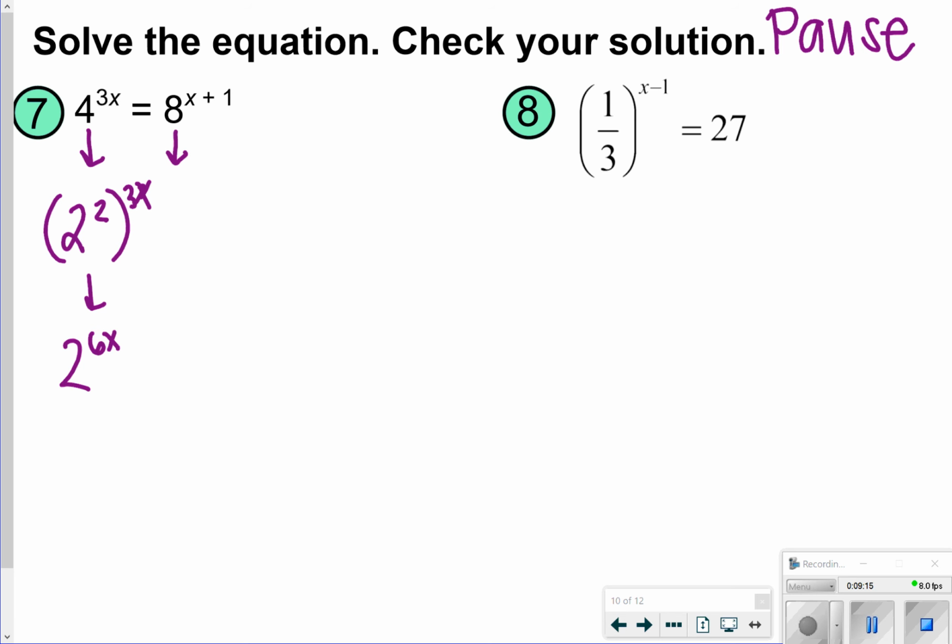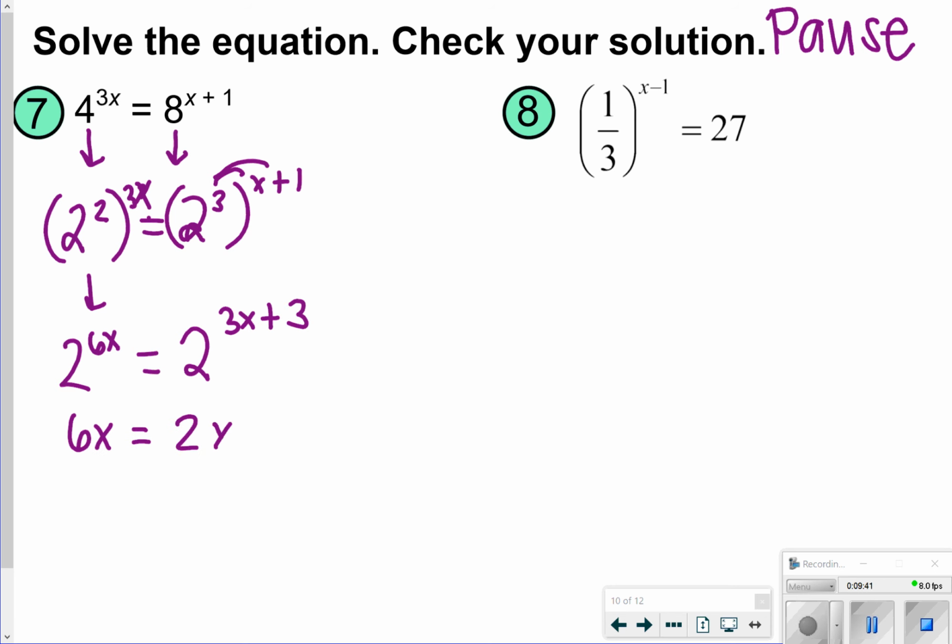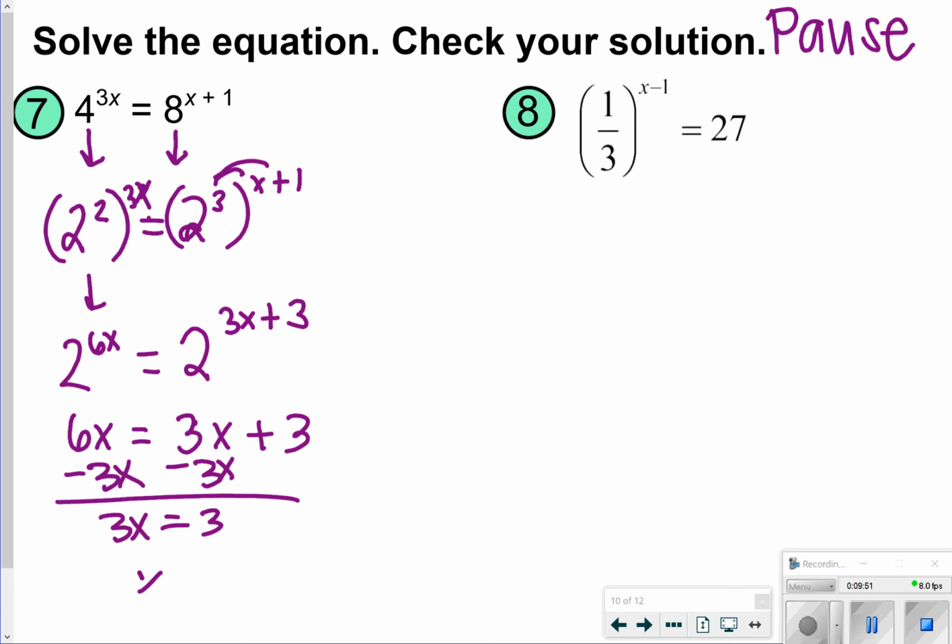And then for this one over here, I know 8 is an exponential solution of 2 as well. If I just write 2 to the third, and then still keep the x plus 1. If I distribute the 3 in my exponent, I'm going to get 2 to the 3x plus 3. Now that I have the same base, I can go ahead and write my exponent equation and solve for x. 6x equals 3x plus 3. I'm going to subtract 3x from both sides. I get 3x is equal to 3, so that means x is equal to 1.